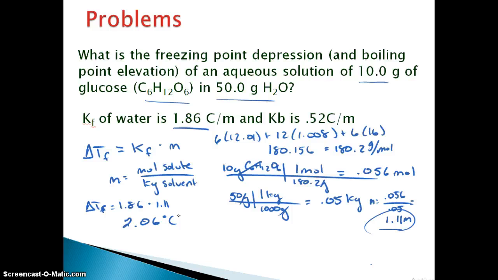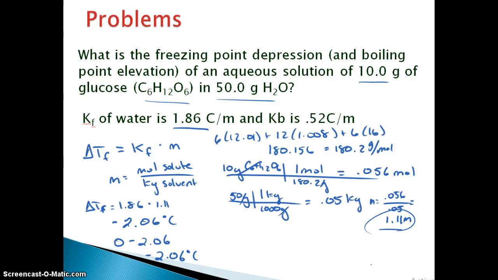Now, because we know that when we add a solute to a solvent, it's going to lower the freezing point, I'm just going to put a negative here to remind myself that that is going to depress the freezing point. It's going to go down. So if I wanted to know what the final freezing point of that solution would be, I would take the freezing point of the solvent, which I know is water, and I would subtract the 2.06, which would give us a freezing point of negative 2.06 degrees Celsius.